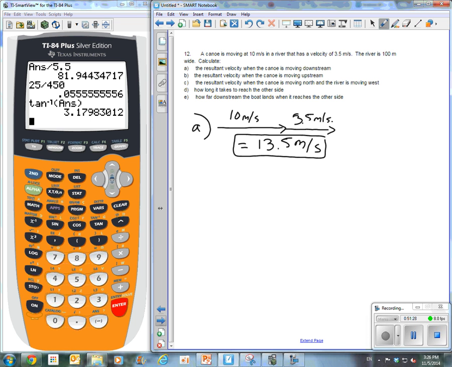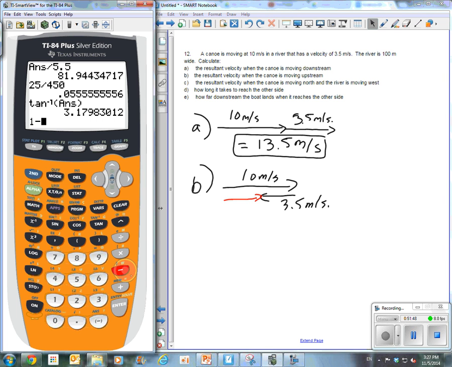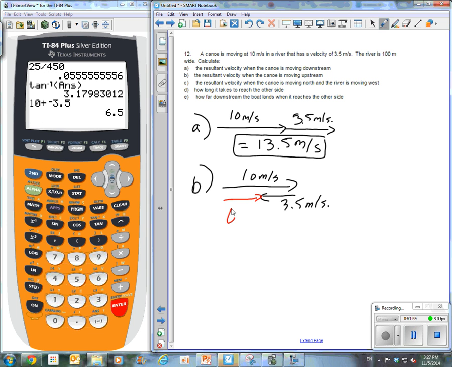Now, B talks about when the canoe is moving upstream. So now they're moving in opposite directions. So the canoe again said 10 meters per second, but now the river is fighting it at 3.5 meters per second. So now my resultant is this section here. So we're going to do 10 plus negative 3.5, and I get 6.5 meters per second in the direction that the canoe is traveling.